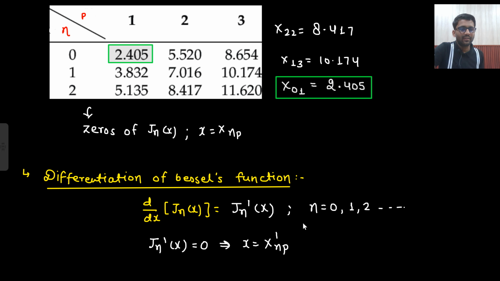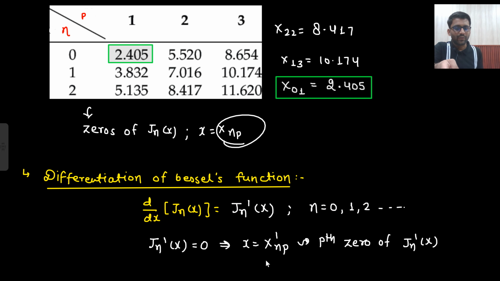What does this x dash np represent? This is the pth zero of Jn dash x. Basically, when Jn x was 0, then x was equal to x np. But now when Jn dash x is 0, then x is equal to x dash np. We could also denote it using x np, but we have already denoted that using x np, so why use the same term? That's why I am using x dash np. So when I have written x dash np, what does that mean? At what value of x for n equals n, Jn dash x is becoming 0 for the pth time. Are you getting this point?